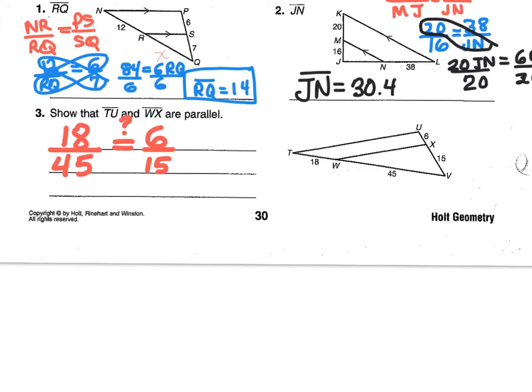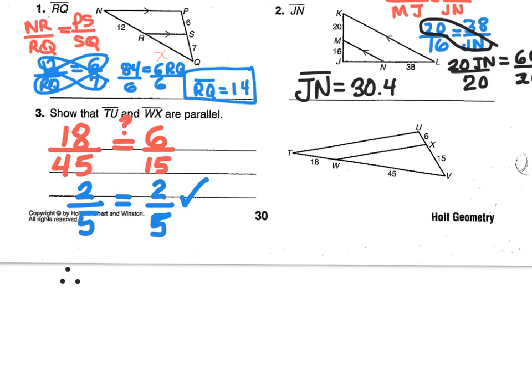Then you reduce the 18 and the 45. The biggest factor that goes into 18 and 45 would be 9. So 9 into 18 is 2, and 9 into 45 is 5. And on the right side, the greatest factor that goes into 6 and 15 would be 3. 3 into 6 is 2, and 3 into 15 is 5, I'm sorry. So are the ratios the same? Yes, they are.